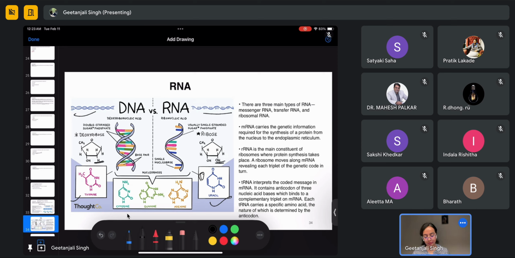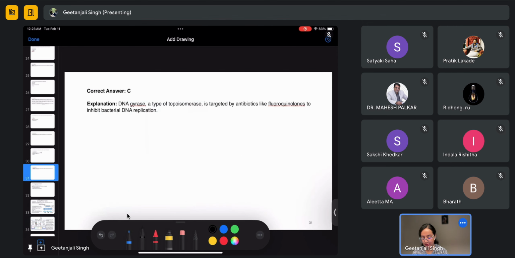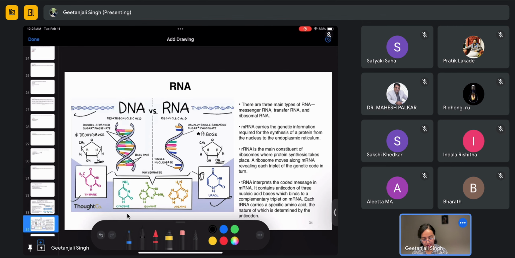and thymine is more stable compared to uracil. So that's basically RNA. RNA, like DNA, also has a primary structure and secondary structure. Secondary structure is just the single stranded structure of RNA.